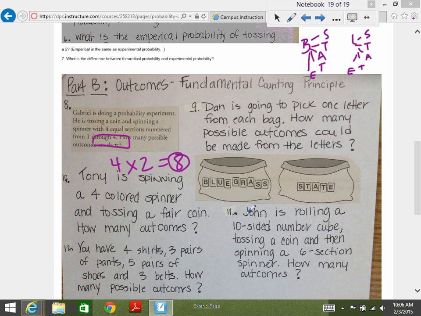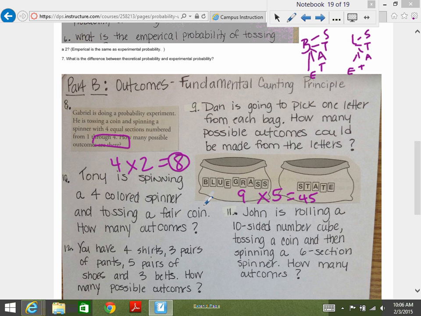So how do I do this? What am I going to multiply? Okay, how many letters are here, Osvaldo? 9 times what? 5, which gives us 45. Because if I draw this out, I would count out all those branches on the end. I would get 45 possibilities there. Okay? All right, number 10.